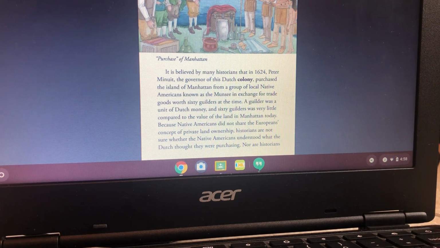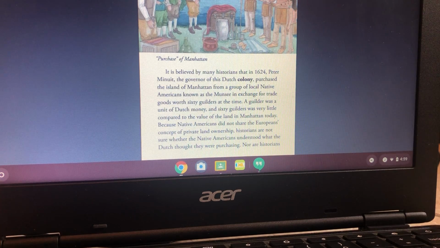Because Native Americans did not share the Europeans' concept of private land ownership, historians are not sure whether the Native Americans understood what the Dutch thought they were purchasing, nor are historians sure that the Dutch understood what they were purchasing. It was the custom of some Native Americans to negotiate for fur trade goods in return for allowing others to pass through or temporarily inhabit the land upon which the natives were settled.